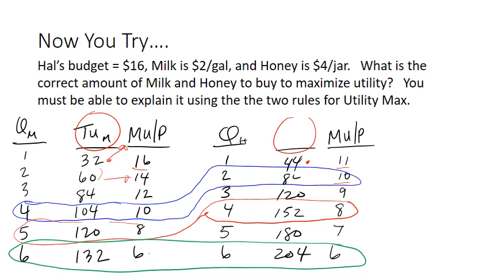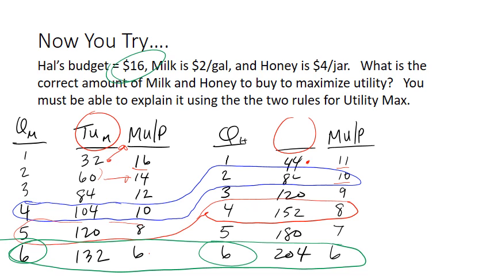The one thing you haven't tested yet is what you have budget for. If you were to go through and start to calculate what the budget can handle, you'd find out in a hurry that this one here, 6 and 6, is way out of your budget. It would cost you $12 for the milk, and it would cost you $24 for the honey. You, of course, only have a $16 budget. So even though you might like this 6 and 6, you can't afford it.